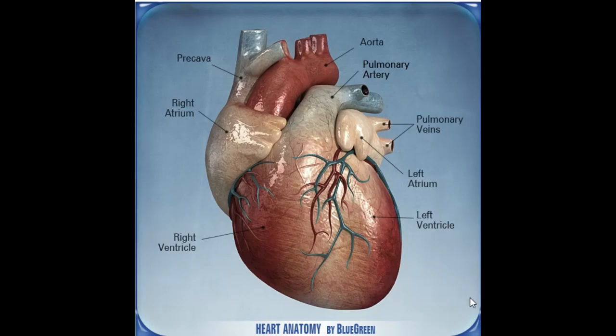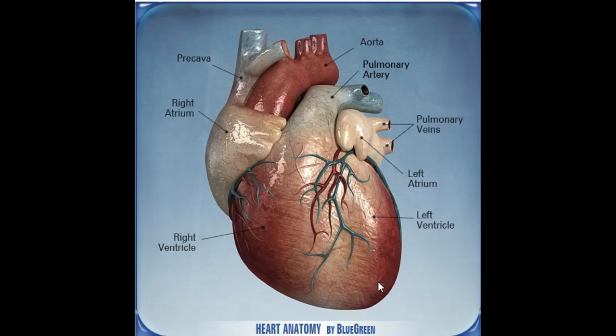A little thing about the heart is that our heart beats up to 100,000 times per day and pumps up to 5,000 gallons of blood per day. So you know your heart is doing a lot of work, so we have to protect it, right? The wall of the heart consists of three layers of tissues.